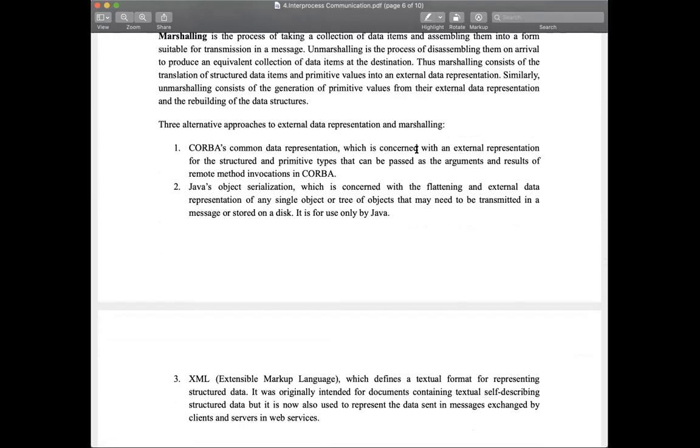So in terms of marshalling, here we have three examples, right? Initially we have CORBA, its data representation, and we are mostly familiar with Java object serialization, right? And even we are familiar with XML or the extensible markup language, right?